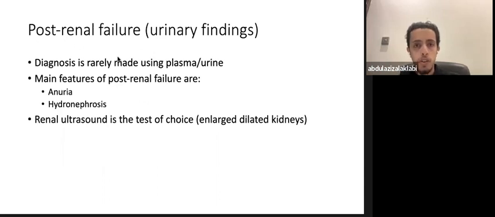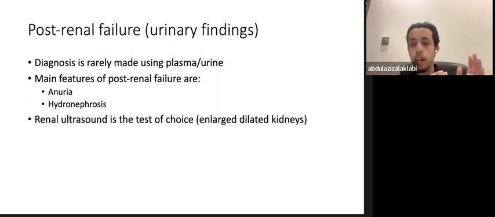So with post-renal failure specifically, diagnosis is not really made by plasma and urine. Now, what's the reason for this? Is because the values are variable, variable in response to different mechanisms. For example, early responses to post-renal failure are more similar to pre-renal failure. And what's the reason for this? Is because the tubular cells are still functional.